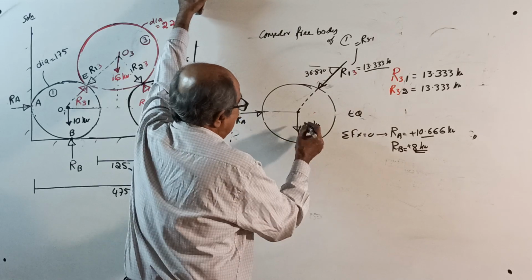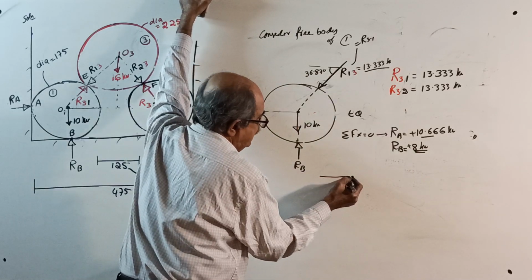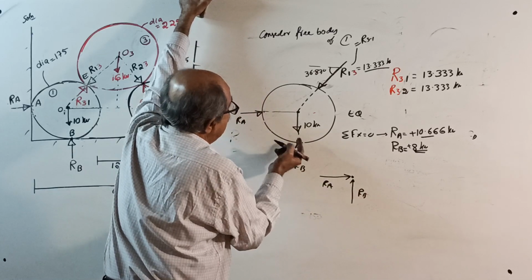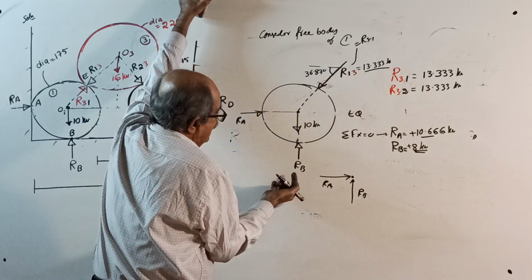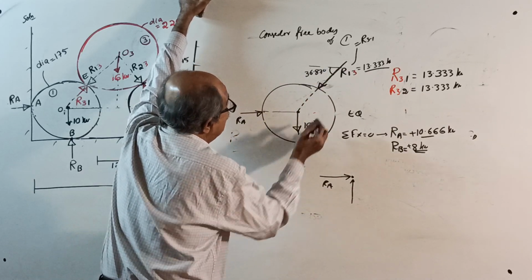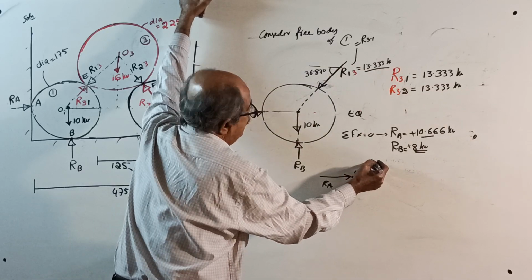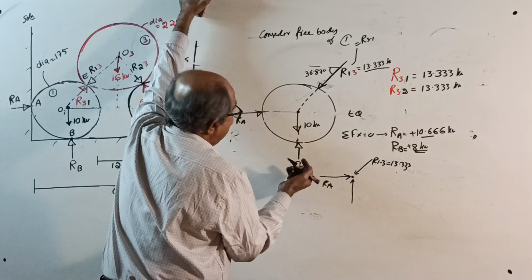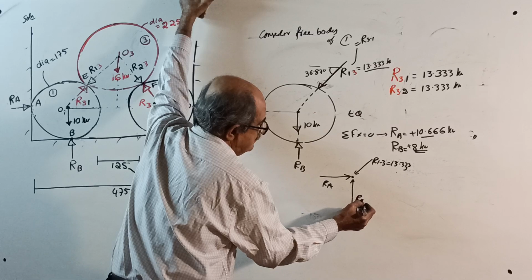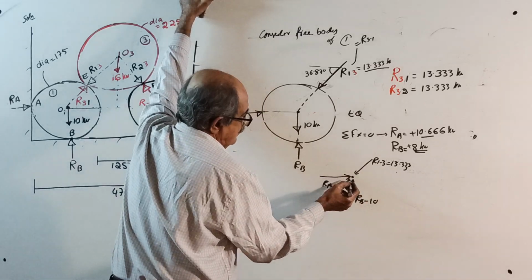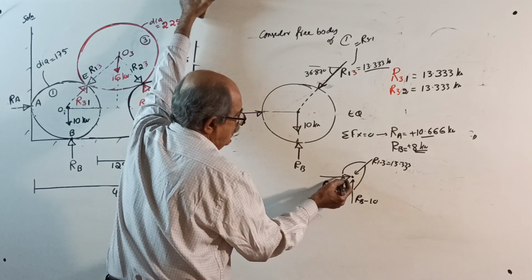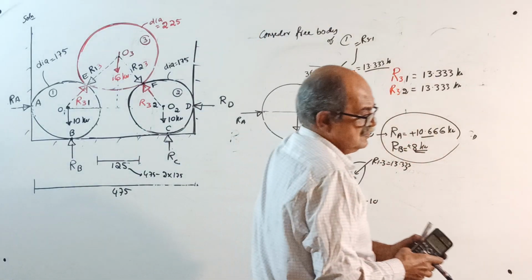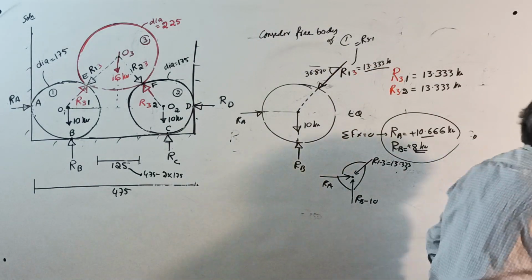Or you can do one thing, you can apply Lami's theorem. Put Ra this way, put Rb this way, both are incoming here. This force is already known to you: R13 equal to 13.333. This is all incoming, Rb minus 10. Now calculate this angle and this angle, apply Lami's theorem, and the same answer will come. Lastly, I will present the answer and close this one.